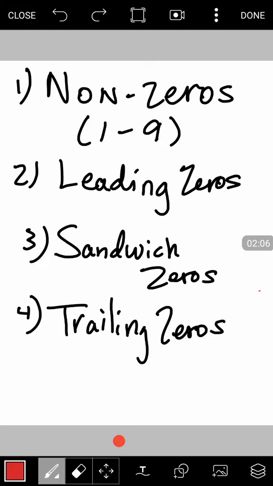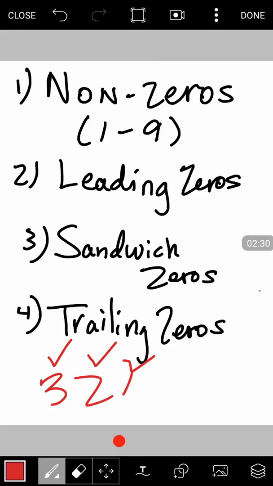So example, if I have the number 321, the number 3 is important. It is significant. The number 2 is significant, and the number 1 is significant because they're numbers that are not zeros. Okay, so pretty much any integer, any number besides 0 is important.